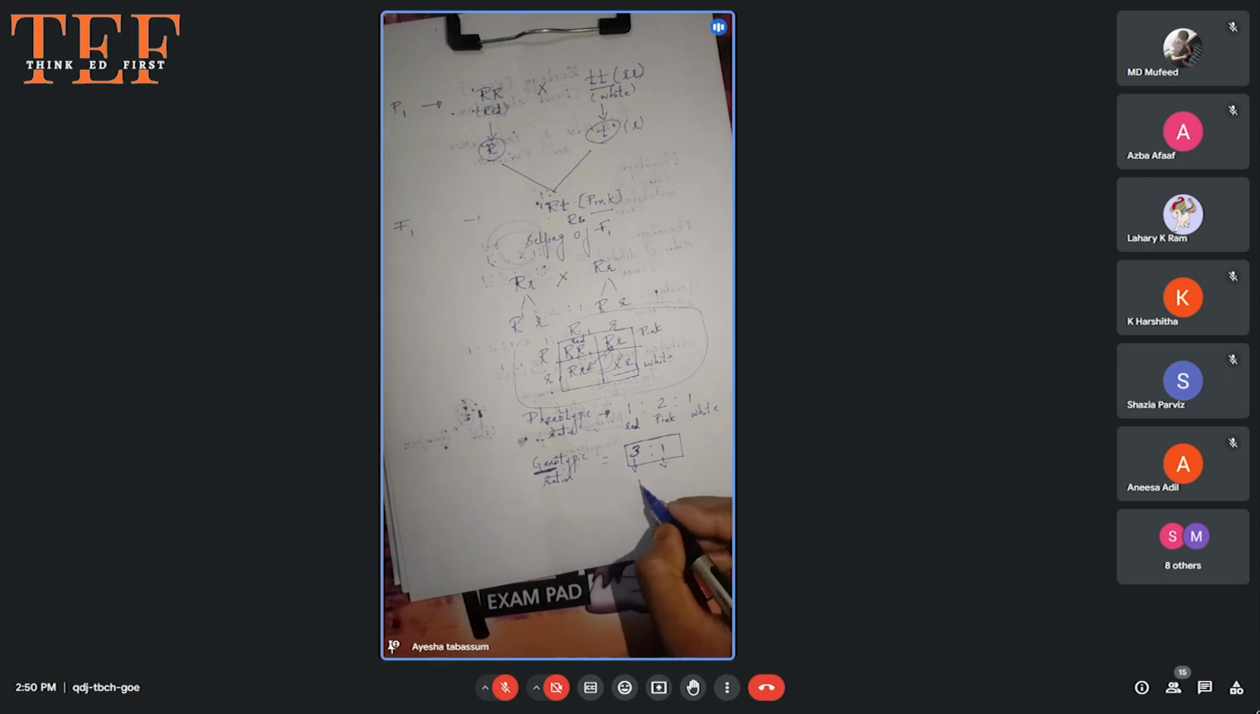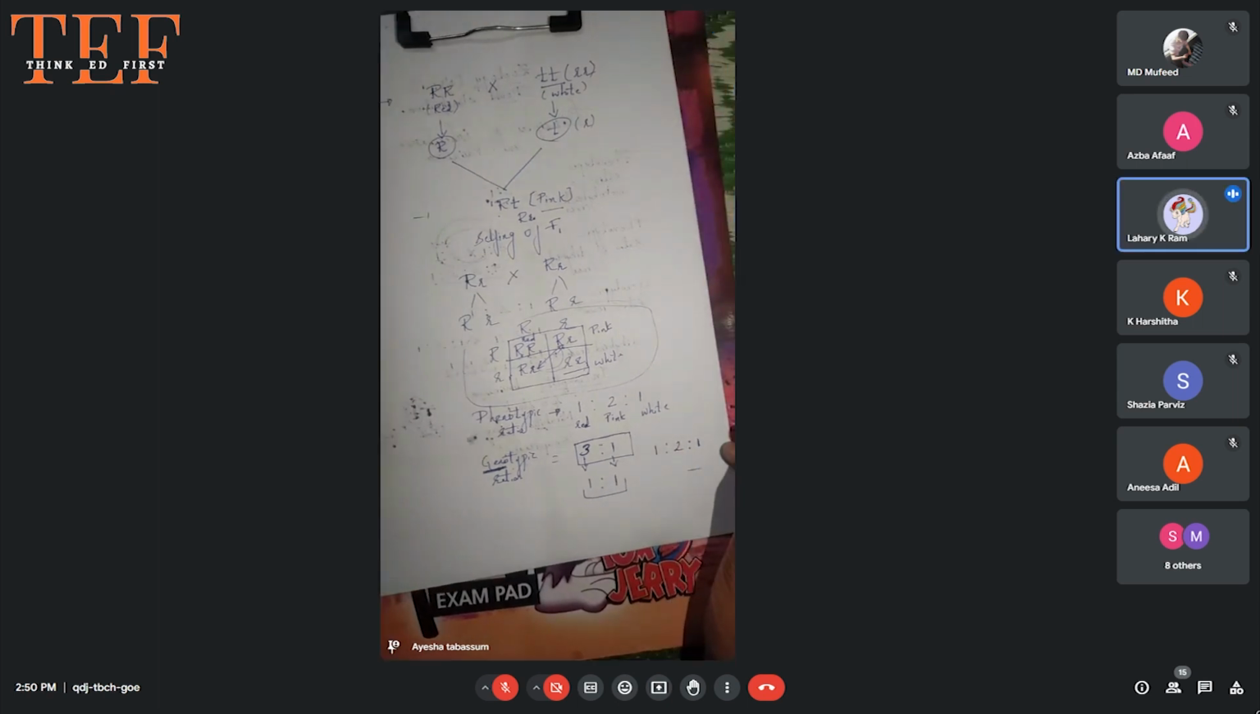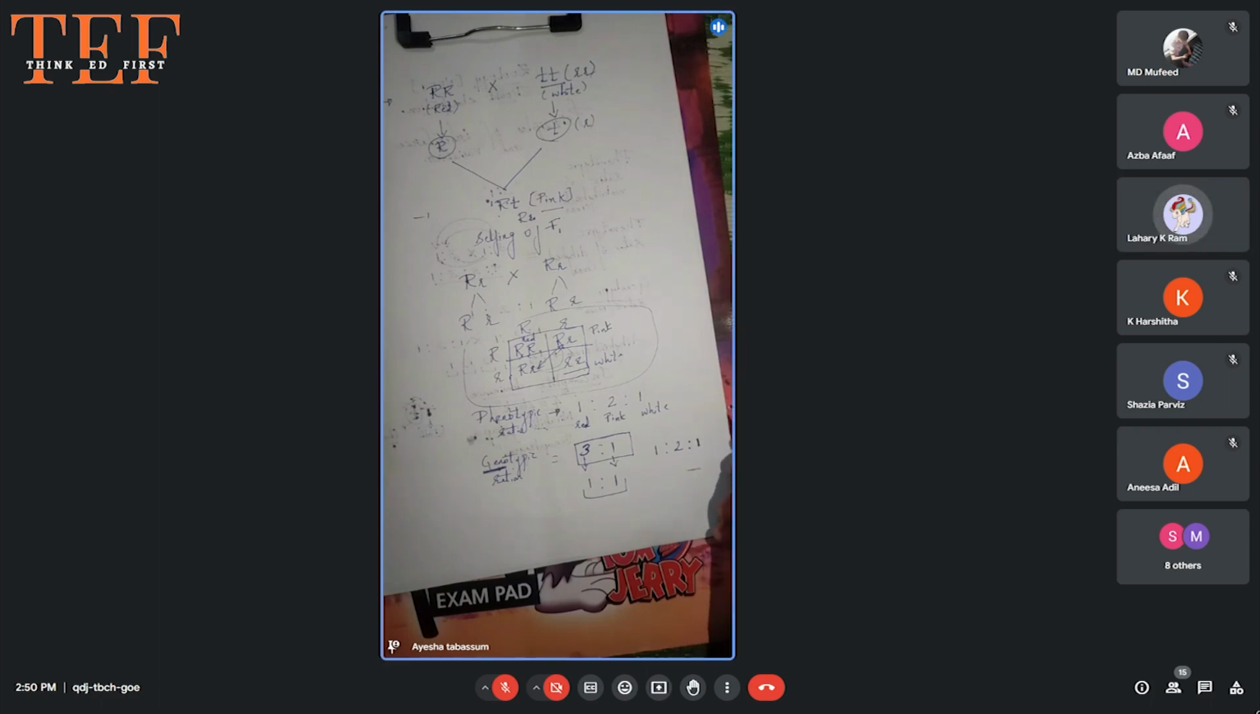Okay, you told me 1 is to 1. How come you are telling 1 is to 2 is to 1? Very good. 1 is to 2 is to 1. Who gave this answer? Ahad. 1 is to 2 is to 1. It's the right answer, because you are having one capital R, capital R, two capital R, small r, and one small r, small r.